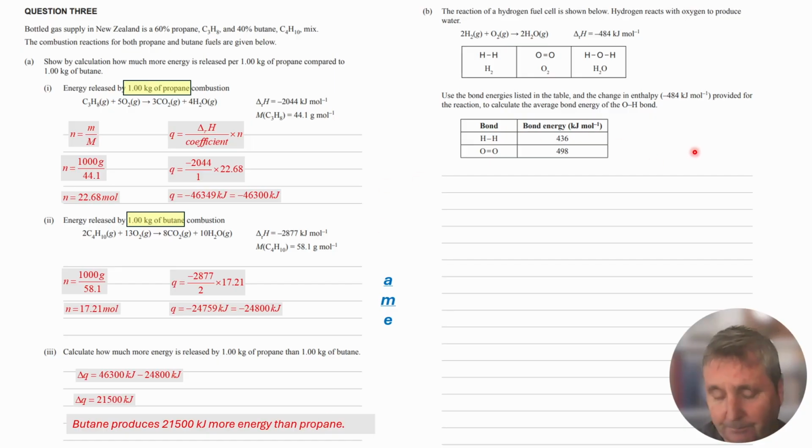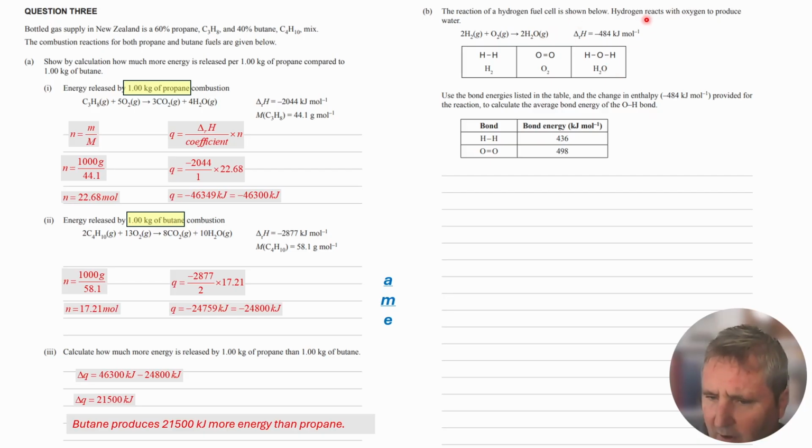Okay. So the next part here is B. The reaction of a hydrogen fuel cell is shown. God, the language isn't working well today. Hydrogen reacts with oxygen to produce water. So we've got hydrogen, 2H2 plus O2 gives us 2H2O.